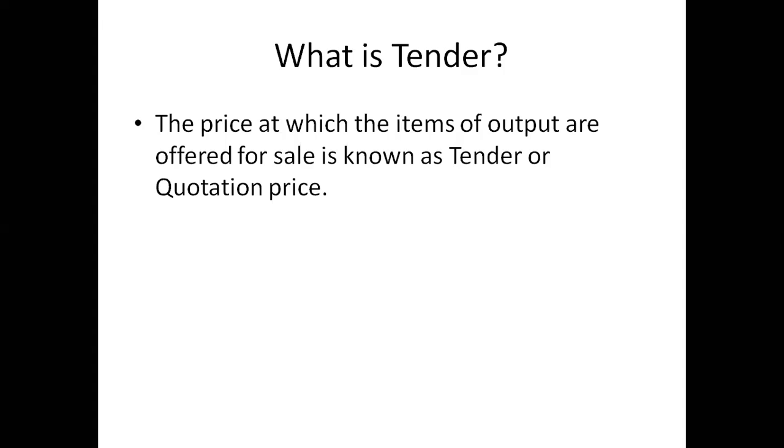The price at which the items of output are offered for sale is known as tender or quotation price. This is the price at which the items of output are offered for sale. So we are fixing a product price, and you fix the product price on the basis of the cost of the product you have derived.